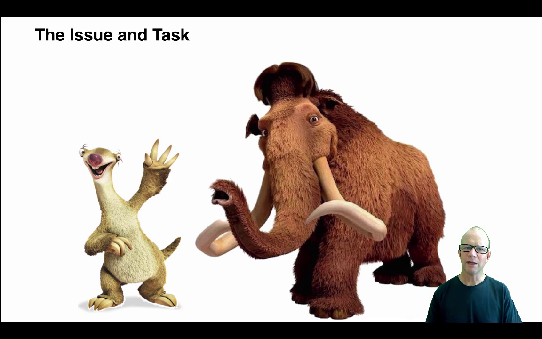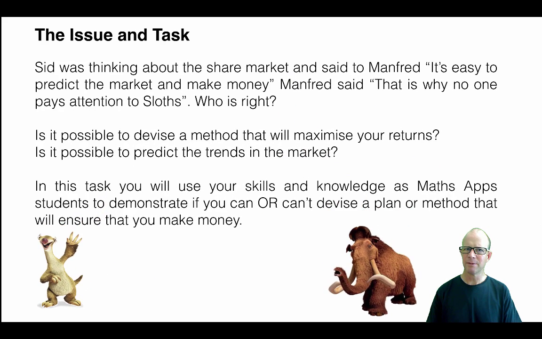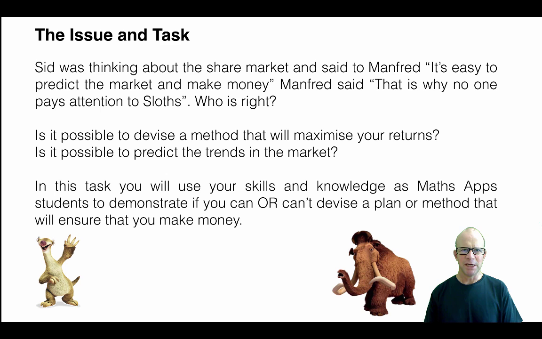So let's look at the issue and the task. Sid and Manfred are chatting to each other, and Sid is saying to Manfred that it's easy to predict the share market and make money, whereas Manfred said that is why no one pays attention to sloths. Who is right? So in one case, Sid is saying I can predict what's going to happen in the market, I can maximise my returns, and Manfred is saying this is not true at all. So who's right out of those two?